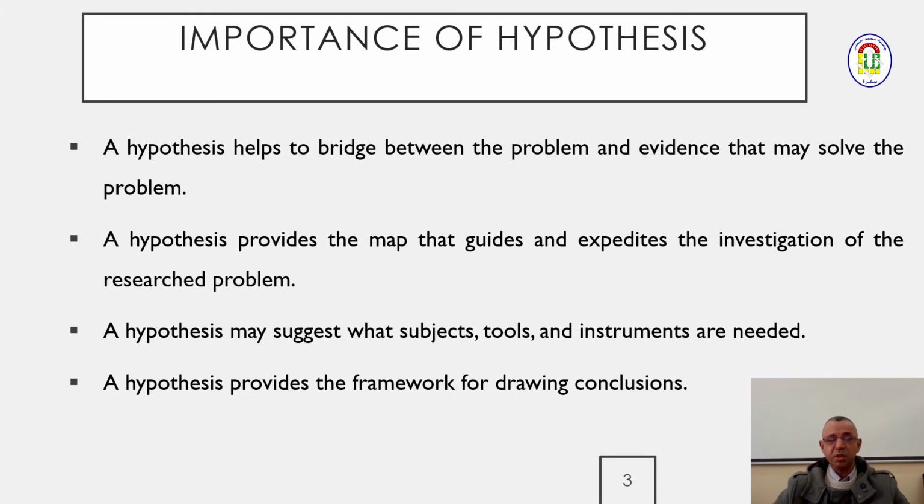The third importance of a hypothesis is that a hypothesis may suggest what subjects, what tools and instruments are needed. Of course, everything in the research process is linked to one another. We said that the hypothesis is linked to the research question and to the research problem. The problem and the solution are on two sides. They identify all that will be done in the research process regarding the design, the approach, the instruments and the tools, and the analysis procedures.